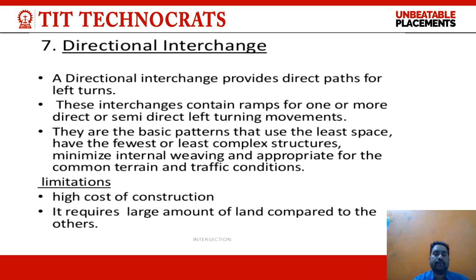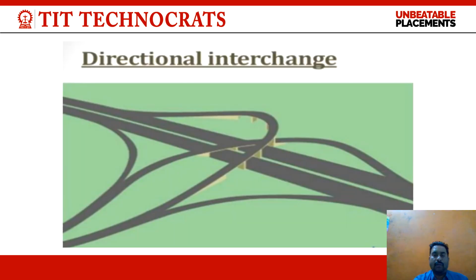What are the limitations of the directional interchange? High cost of construction. It requires a large amount of land compared to the others. This is the schematic view of the directional interchange. This is the highway connecting to a different highway, terminating at the different highway and approaching with the left turns of the roads.